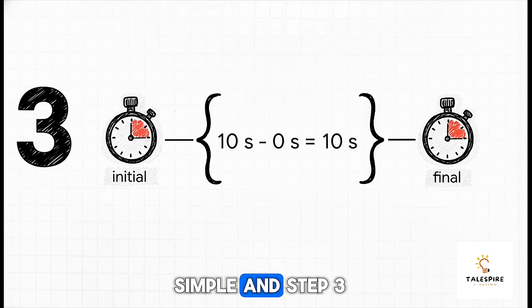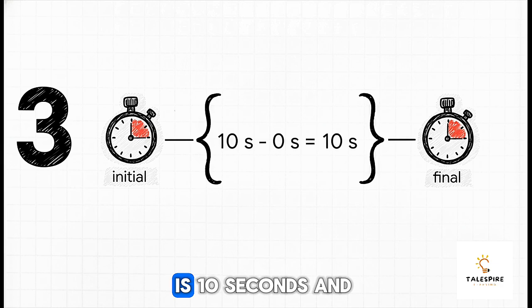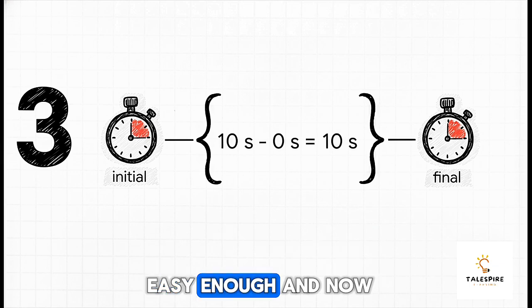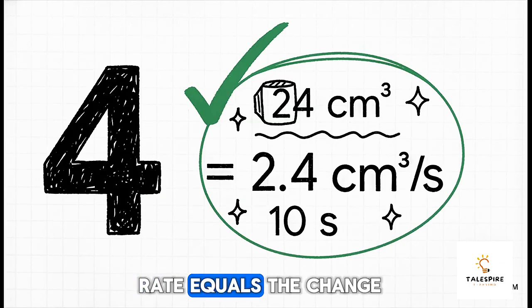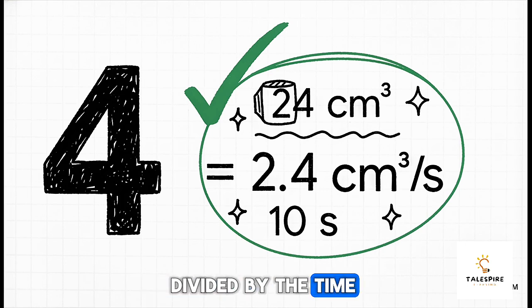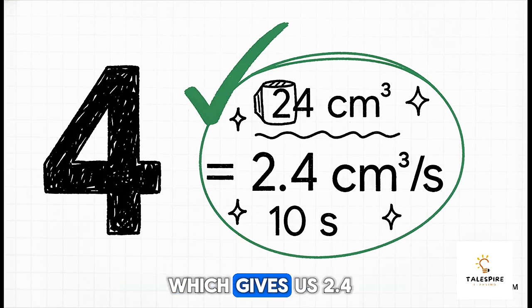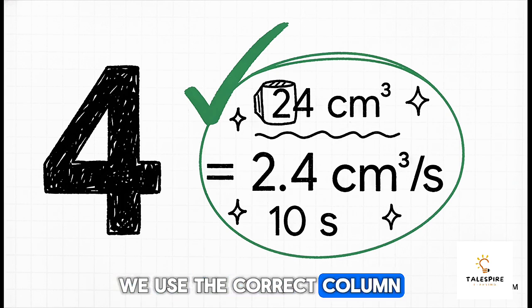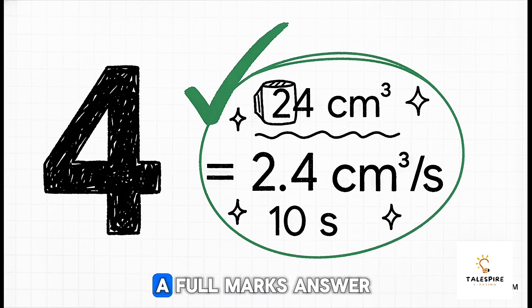Simple. And step 3, what is the time interval? The final time is 10 seconds, and the initial time is 0 seconds. So our time interval is simply 10 seconds. Easy enough? And now for step 4, we calculate the rate. Rate equals the change divided by the time. So that's 24 centimeters cubed divided by 10 seconds, which gives us 2.4 centimeters cubed per second. We use the correct column, we use the correct formula, and we included the unit. That right there is a full marks answer.